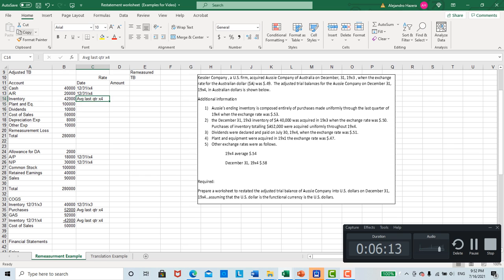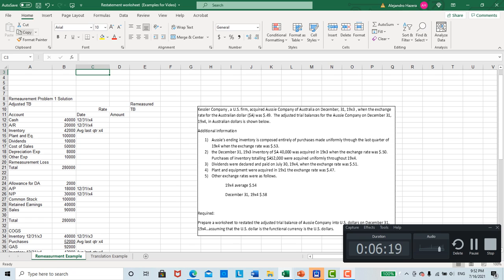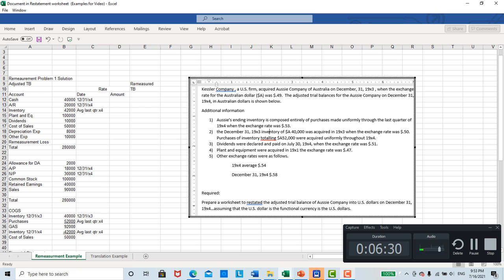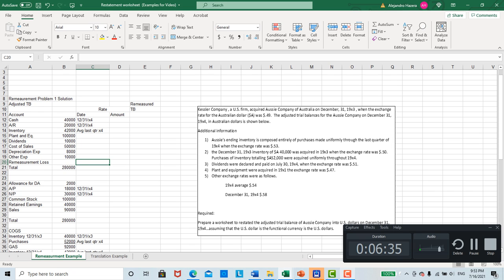Now we've got plant and equipment, which is a non-monetary item. So we've got to decide what was the exchange rate that existed when plant and equipment were acquired. Now it says here, this is tricky. It says plant and equipment were acquired in X1 when the exchange rate was 47 cents. The problem is that was before you bought the other company. You bought the company at the end of X3 when the exchange rate was 43 cents. So we're going to use 1231 X3 for that. And that's because when you bought the other company, you essentially bought the equipment at that date. So that's your exchange rate.